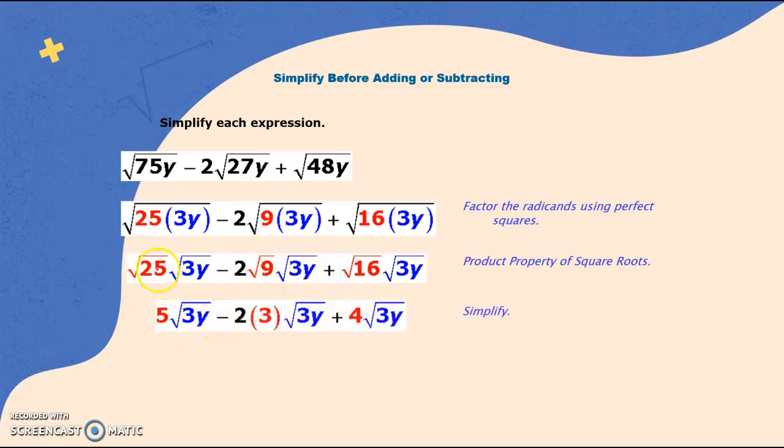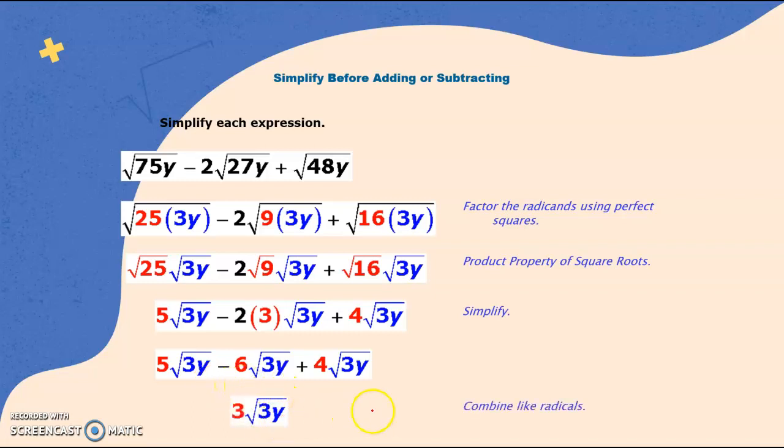5 square root of 3y, which is the square root of 25, and then 2 times 3, square root of 9 yung 3. 4 is the square root of 16. So we multiply 2 times 3, and then that's negative 6. Just copy everything, and then if you notice, they now have similar radicals, or yung radicand and index nila are the same. So we can now combine them. 5 minus 6 plus 4, that is 3 square root of 3y.